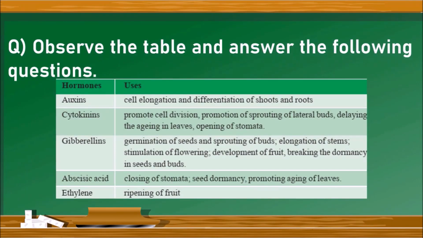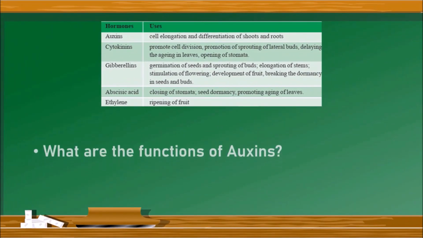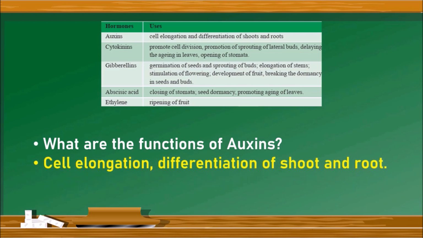Next one. This is a data-based question. Observe the table and answer the following questions. Some phytohormones and their uses have been given in the table, followed by some questions. We need to answer them. Let us go into the questions. The first question is, what are the functions of auxins? It is clearly displayed in the table. The answer is cell elongation and differentiation of shoot and root.